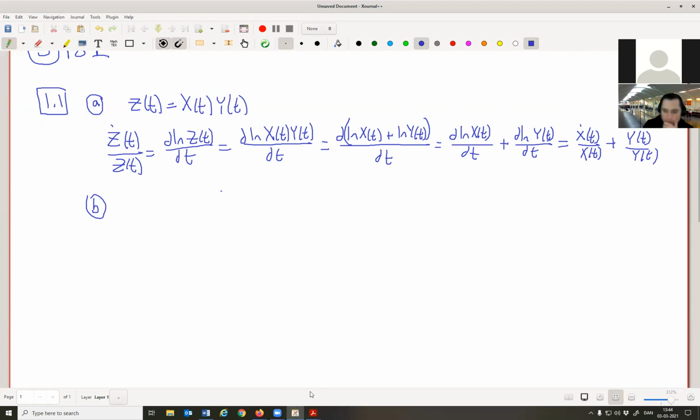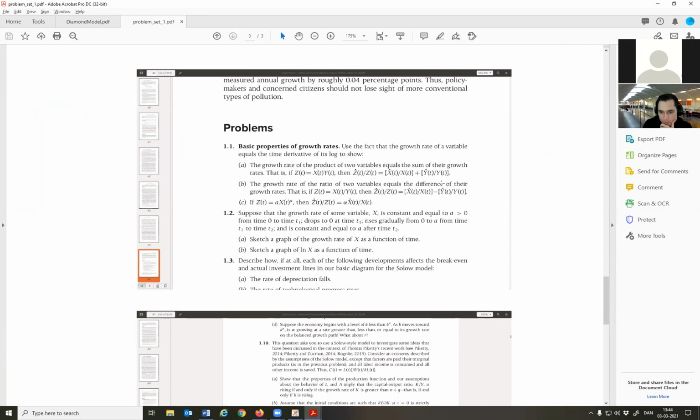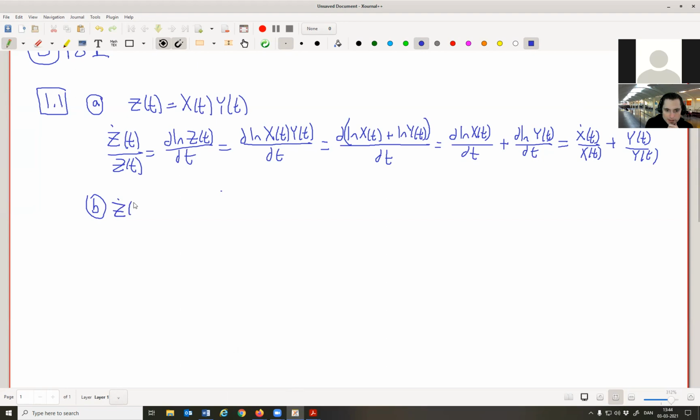Next one, growth rate of the ratio is equal to the difference. All right, so c(t) is equal to x(t) divided by y(t), otherwise the same. So let's just do the same thing. z dot t divided by z(t) is equal to d log z(t) divided by dt. It's all the same. Now here's the difference. This is d log x(t) divided by y(t), dt. And I always think it's actually easiest to rewrite this slightly.